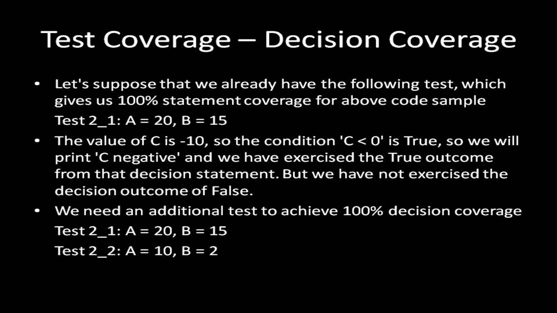What other test would we need to exercise the false outcome and to achieve 100% decision coverage? Test set: test 2.1, A equals 20, B equals 15. Test 2.2, A equals 10, B equals 2. This now covers both of the decision outcomes: true with test 2.1, and false with test 2.2.